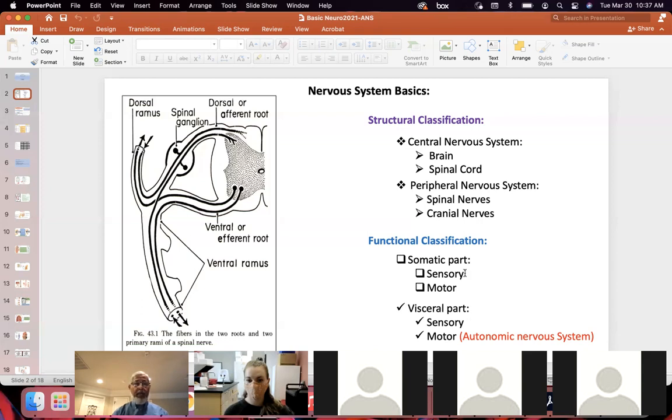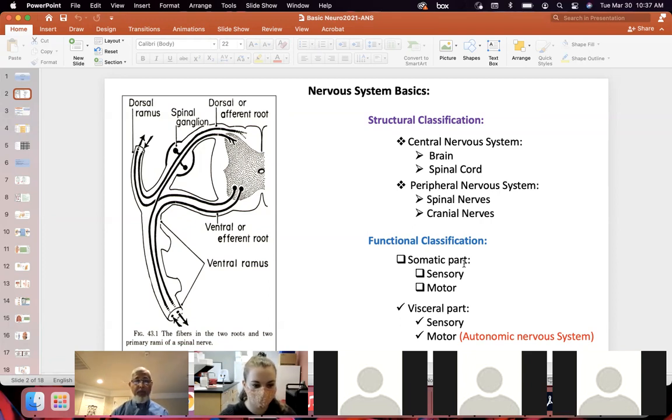And again, it will have two components. One will bring information from the periphery to the center, right? And the other one will carry information from the center to the periphery. The one that is bringing information back to the central nervous system, we say sensory. And the part that carries the central nervous system's orders to the periphery is called the motor system.